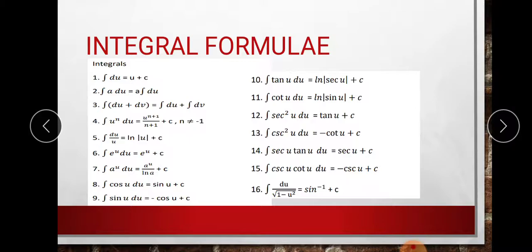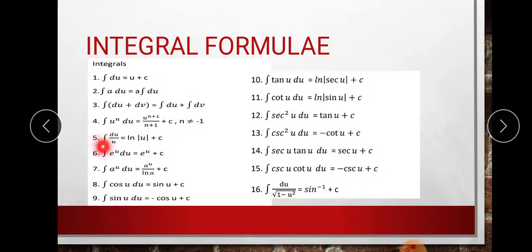Number 2, the integral of a du is equal to a times the integral of du. Number 3, the integral of du plus dv equals the integral of du plus the integral of dv. Number 4, the integral of u to the n du equals u to the n plus 1 over n plus 1, plus c. n is not equal to -1.